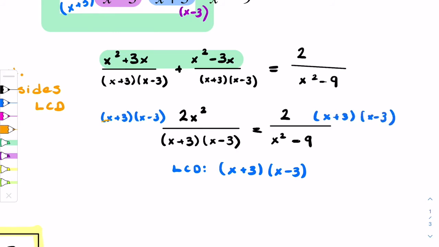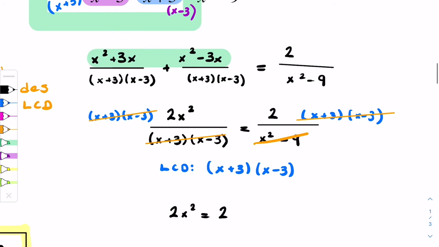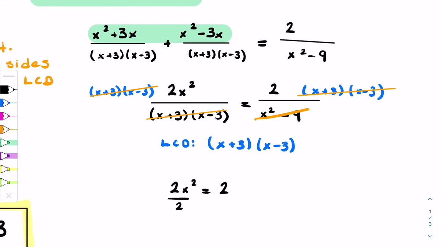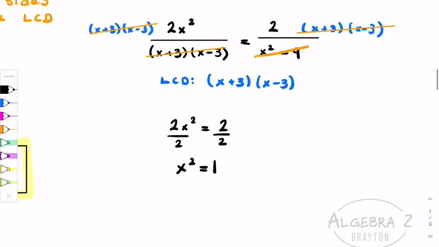I can see that this eliminates my denominator on the left side, and it also eliminates my denominator on the right side, leaving me with just 2x squared is equal to 2. And now I divide both sides by 2, and I have x squared is equal to 1. I'm going to take the square root of both sides. x is equal to positive or negative 1.